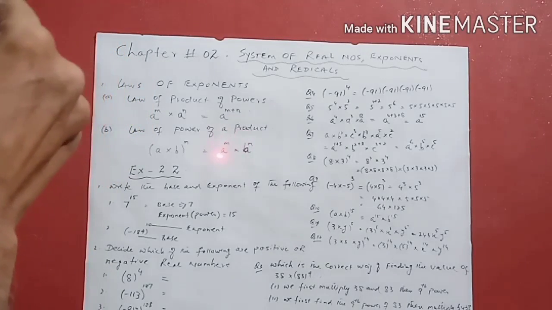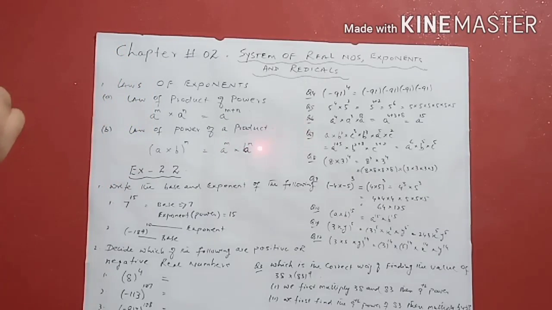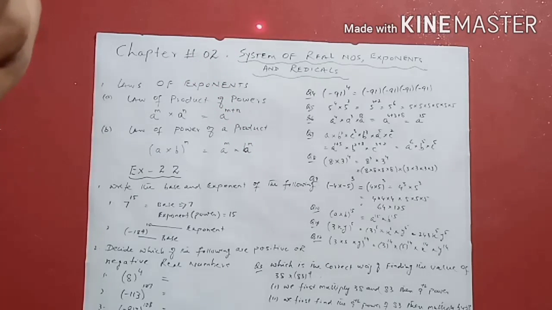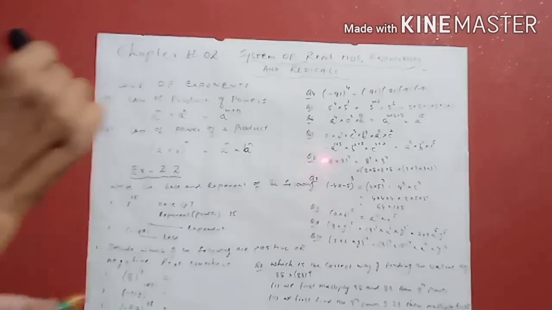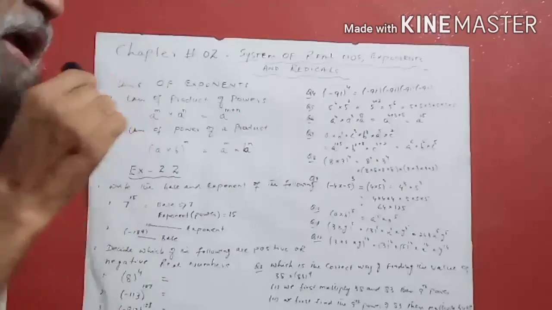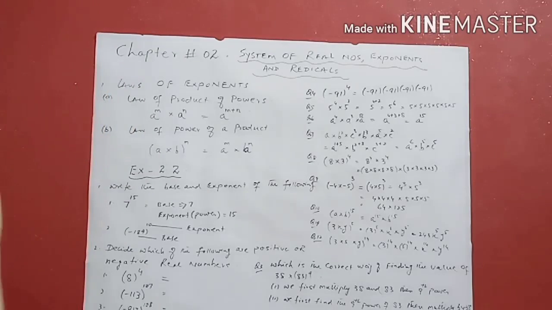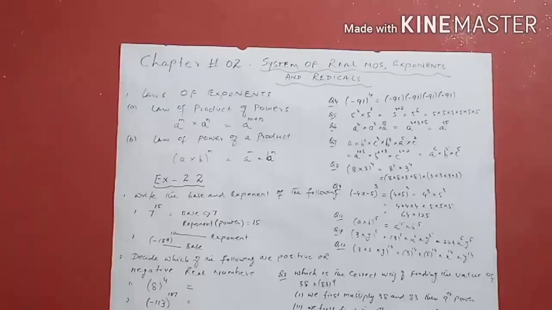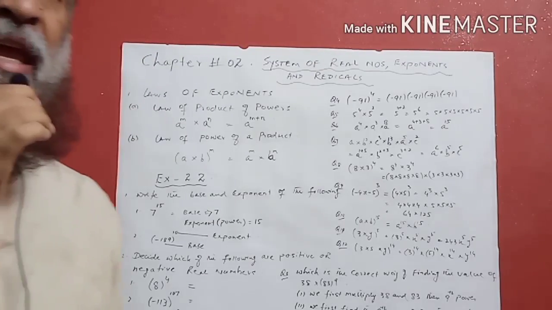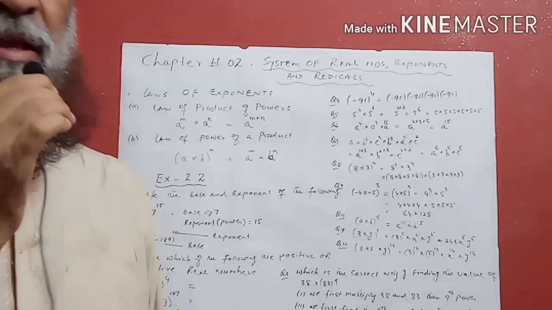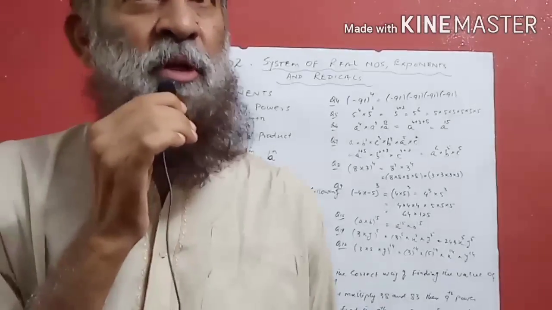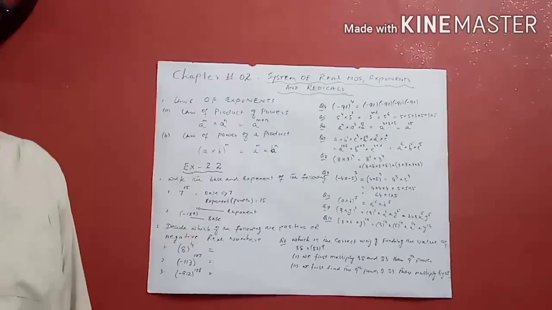Now exercise number 2.1, which is not very important, but in this exercise only two kinds of numbers, rational numbers and irrational numbers, are introduced. A rational number is a number of the form a divided by b, where b is not equal to 0, a upon b.